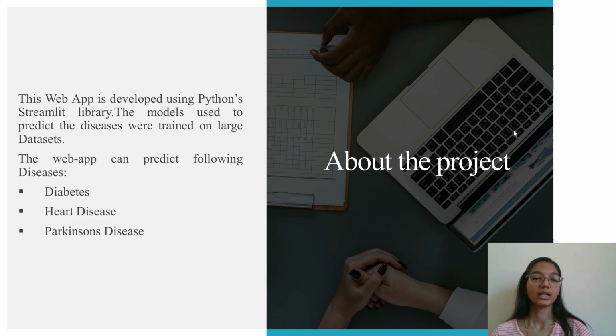Now, about the project. I have developed a web app using the Python Streamlit library. In the backend, I have used the Python language, and for deploying my system, I have used the Streamlit Python library. The models used to predict the diseases were trained on a large data set. I have considered only three diseases here, though we can do more: diabetes, heart disease prediction, and Parkinson's disease. I'll show you the data set. The web app can predict the following diseases, which I have mentioned as follows.